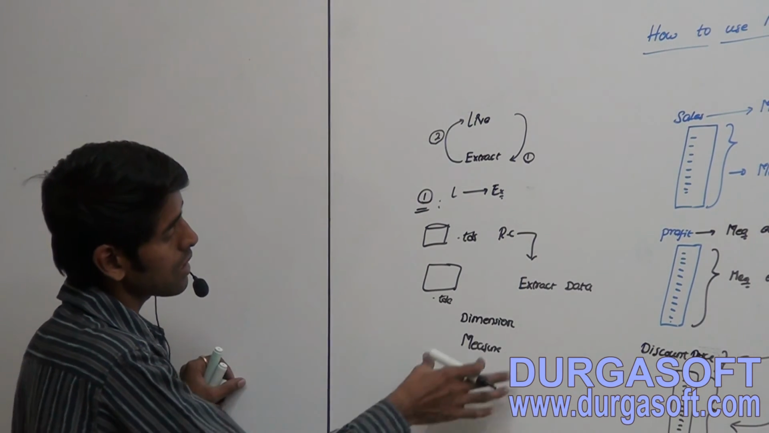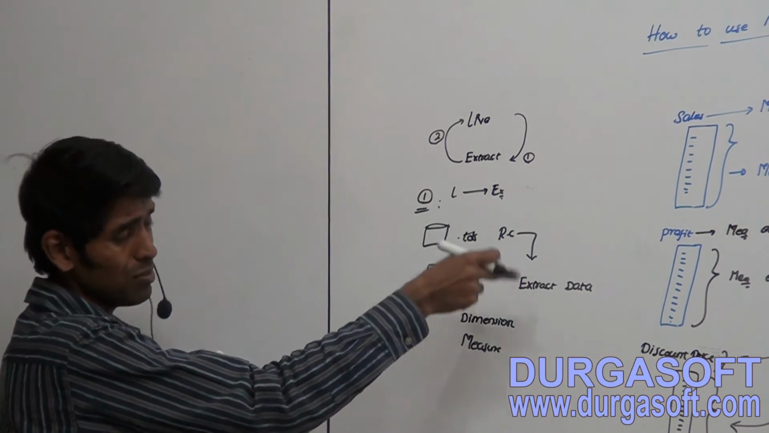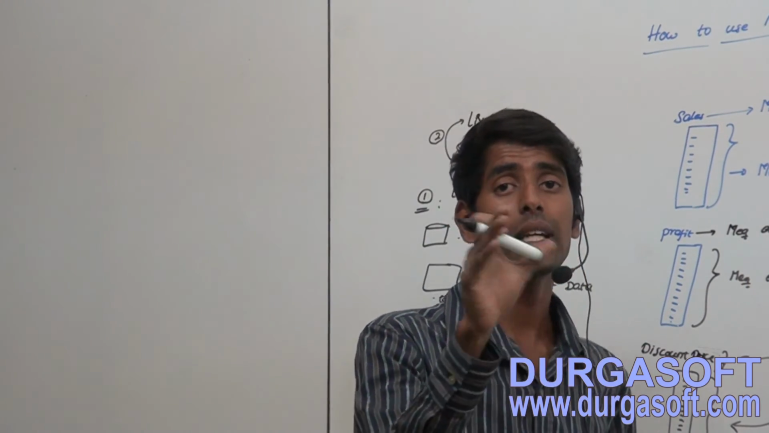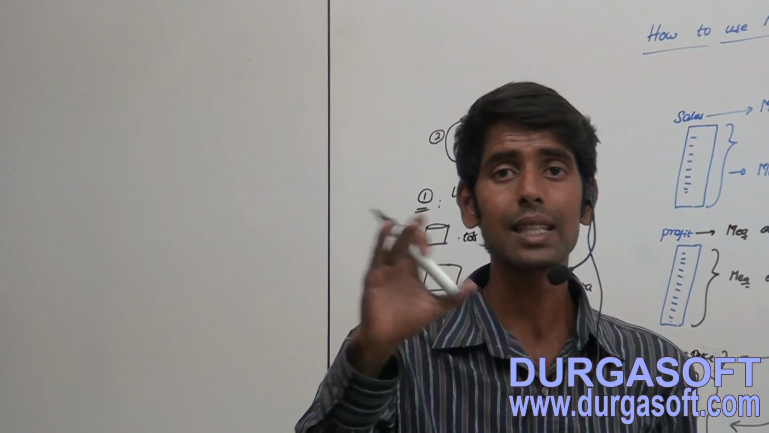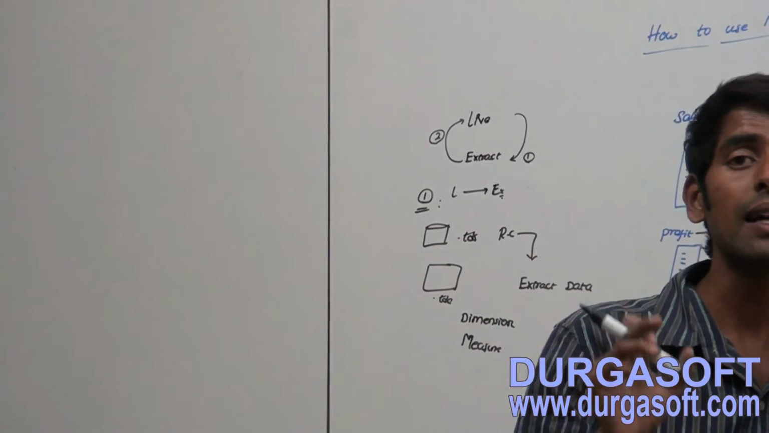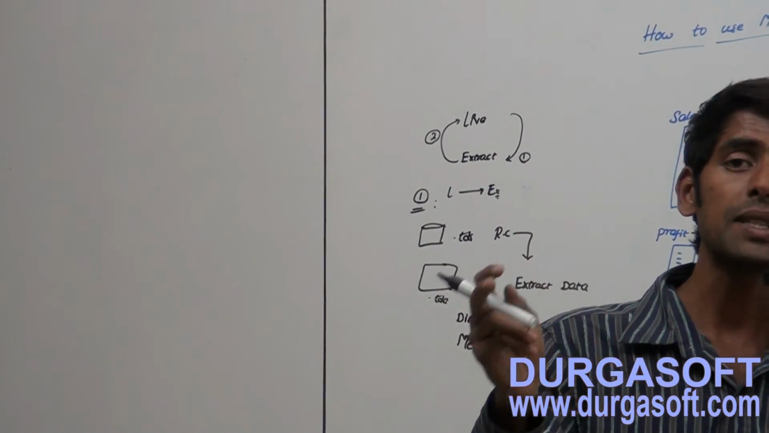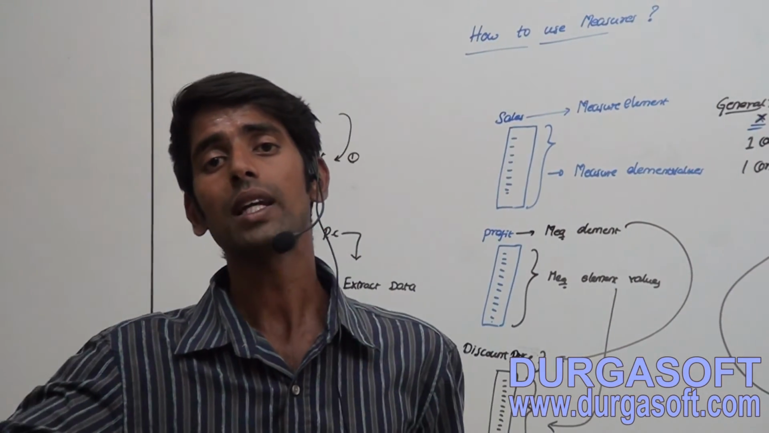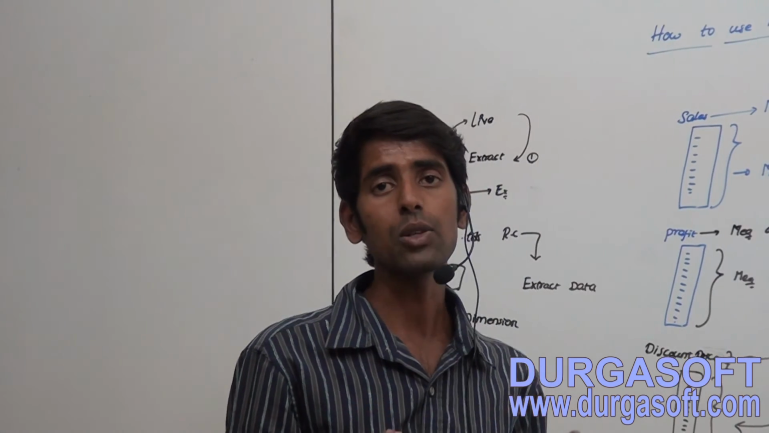The main thing is that after converting a live connection to an extract one, it is going to create one .tde file as part of the extract connection. The same thing continues, and whenever you are using any dimension element or measure element, it will be fetched from where? From the .tde file. That is my main intention to highlight here.